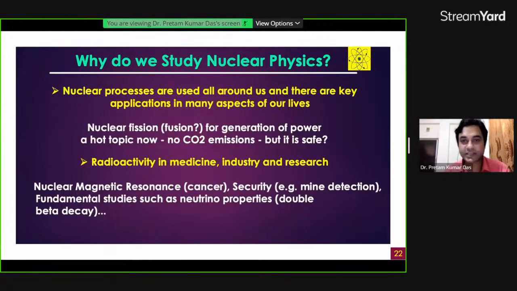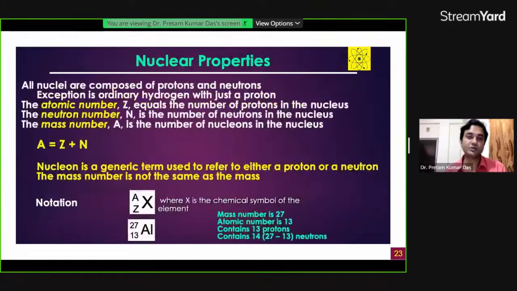So nuclear processes are used all around us, and have key applications in many aspects of our lives. Recently, scientists are trying to establish a fusion reactor, and we have already been using a fission reactor for several decades successfully. Also radioactivity is used in medicine, industry, and research, in cancer treatment, security, and fundamental studies such as neutrino properties, double beta decay, and so on.